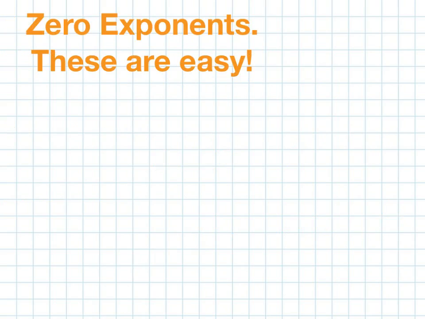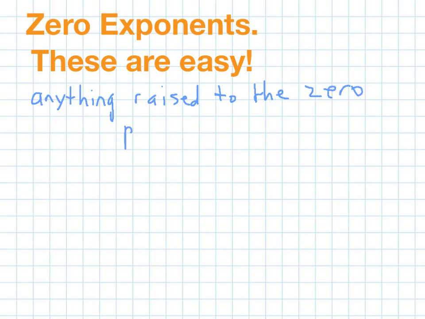The zero exponent rule. These are very easy, and it's the one thing that people tend to forget. Pretty much anything, any number, any variable raised to the 0 power equals 1. Anything. And you can try this on your calculator. If I take 7 to the 0 power, it's 1. If I take 215,625 raised to the 0 power, it equals 1.